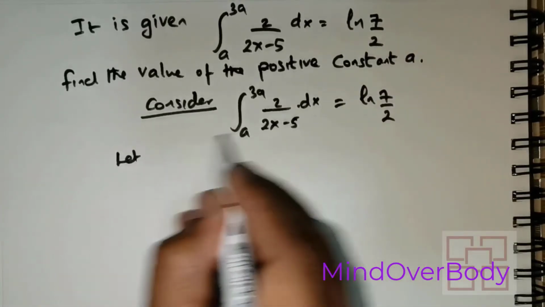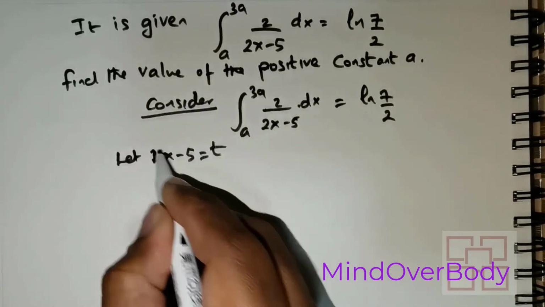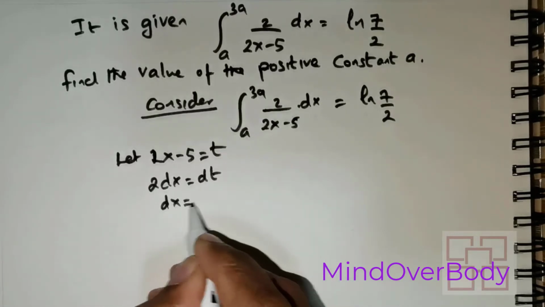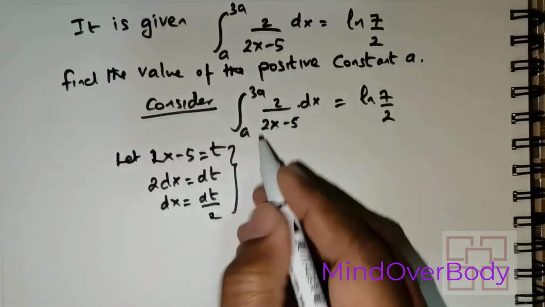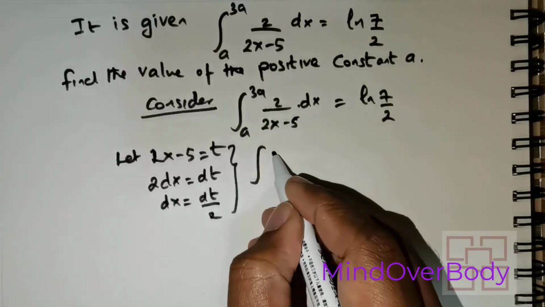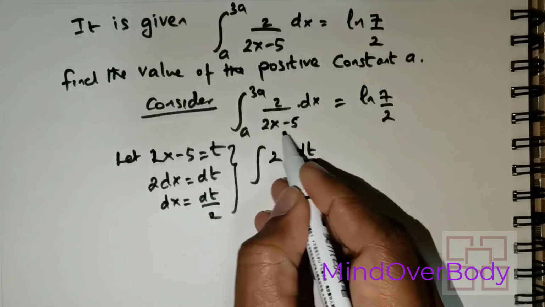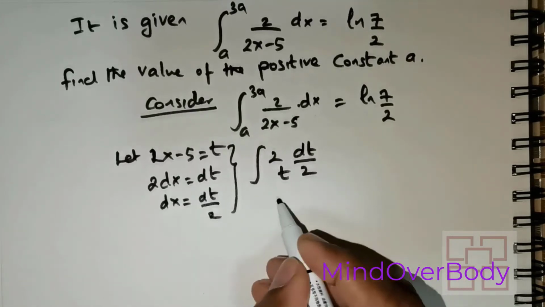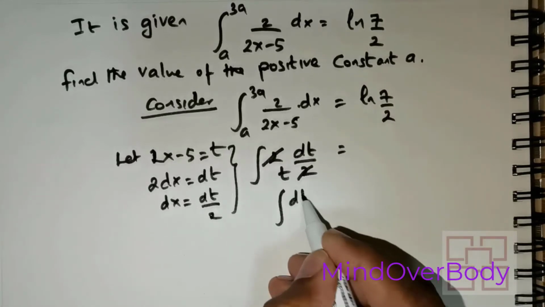Now to integrate the left side, I'm going to take 2x negative 5 to be equal to t. So this means 2 times dx is equal to dt, which means dx is equal to dt divided by 2. So by this substitution, I'm not going to touch the limits for now. The integrand will become 2 times, in place of dx I'm going to substitute dt divided by 2. In the place of 2x negative 5 I would be substituting t. So this 2 that you see here can be cancelled, giving me integral dt divided by t.